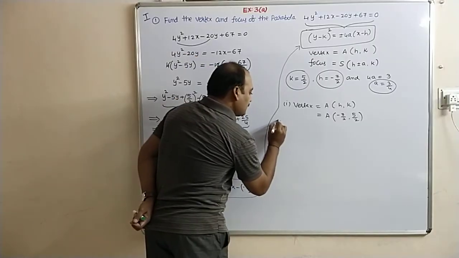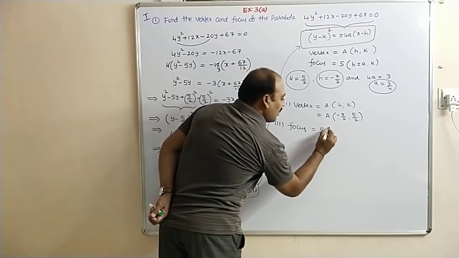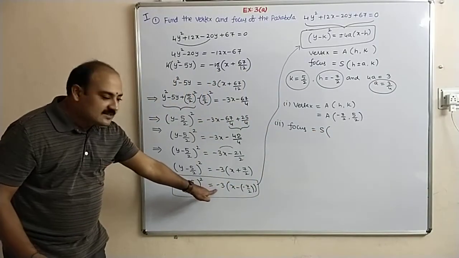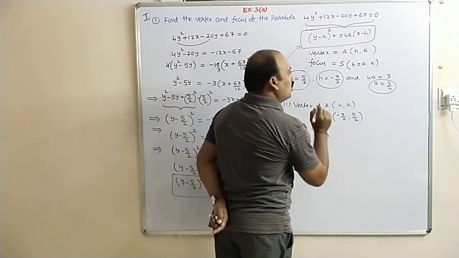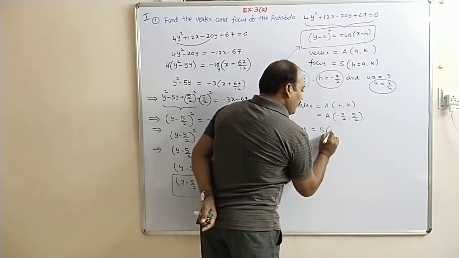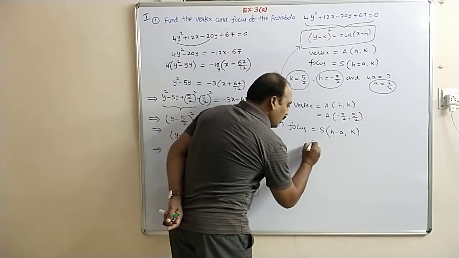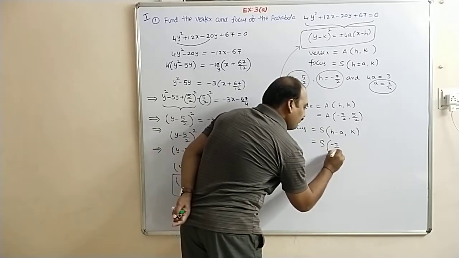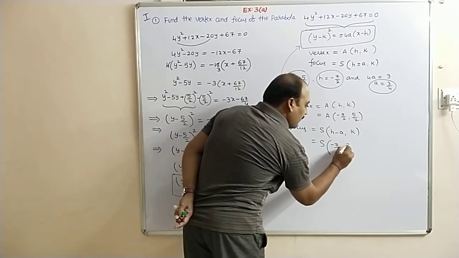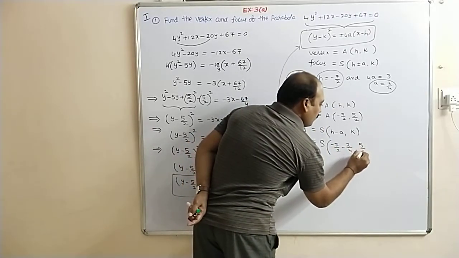And focus S of, here it is minus, is there, no? So the parabola is a left side parabola. So we can take as here h minus a comma k, which is equal to S of h. H value is minus 7 by 2. Minus a value is 3 by 4. Comma k. K value is 5 by 2.